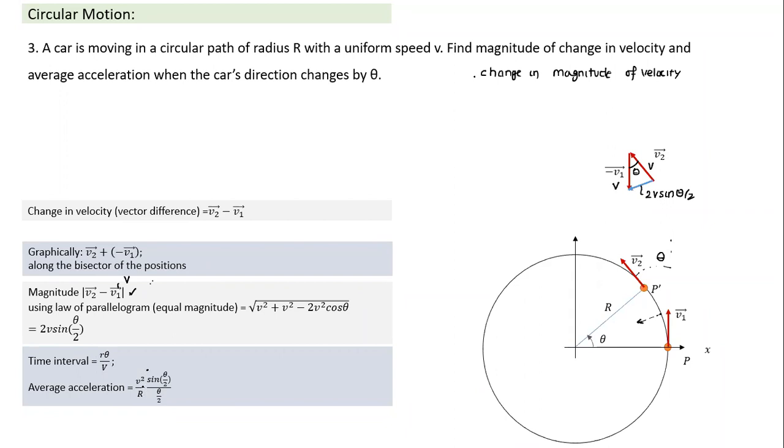Just notice that one. This expression comes to v square by r into sine theta by 2 by theta by 2. So what will happen when t tends to 0? When t tends to 0, theta also will tend to 0. And we know when fx tends to 0, the limit of sine fx by fx is equal to 1. So this term will become 1 when the time is infinitely small, and the average acceleration becomes the instantaneous acceleration v square by r, and the direction is along the bisector. So this is how it is.